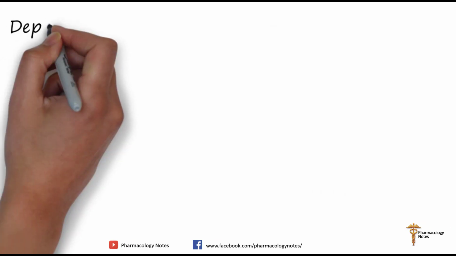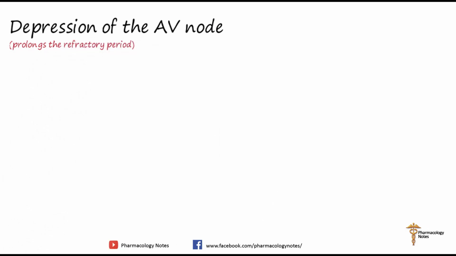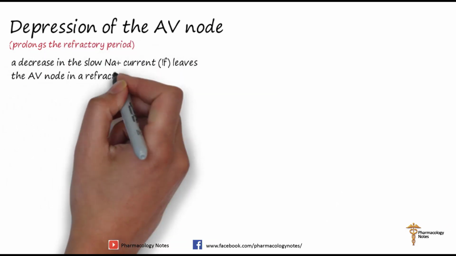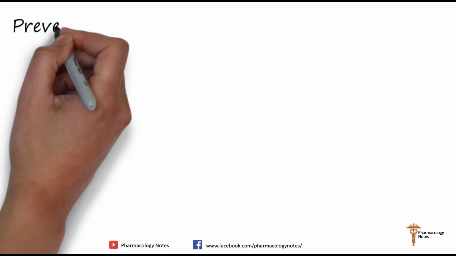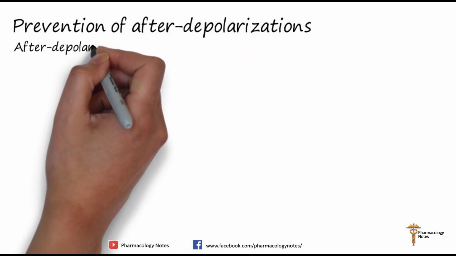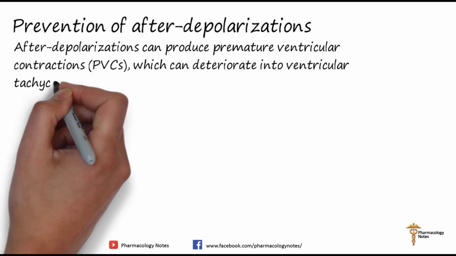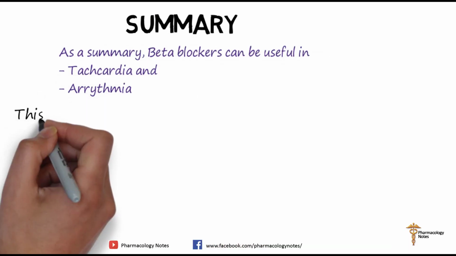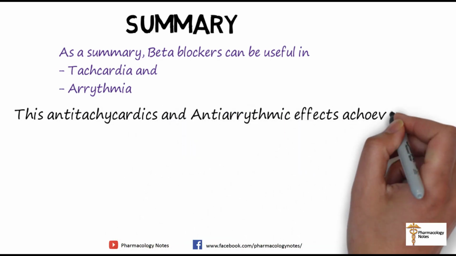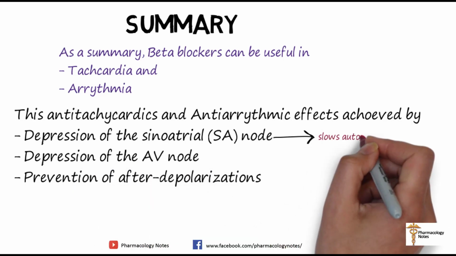Now let's explore depression of the AV node and prolongation of the refractory period. First we discussed the SA node, now we are discussing the AV node. A decrease in slow sodium current leaves the AV node in a refractory state longer. As a result, there is a long PR interval and a first-degree AV block. Prevention of afterdepolarization, which produces premature ventricular contraction, can deteriorate into ventricular tachycardia or ventricular fibrillation. So in summary, beta blockers can be useful in tachycardia and arrhythmia. These antiarrhythmic effects are achieved by depression of the SA node, which slows automaticity, depression of the AV node by prolonging the refractory period, and prevention of afterdepolarization. I hope this makes sense.